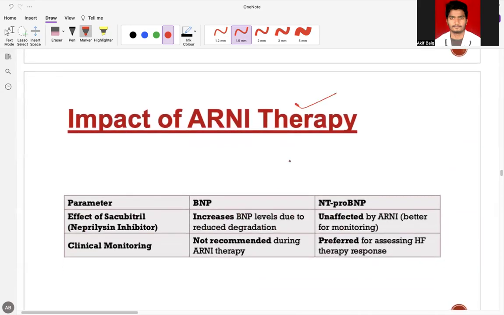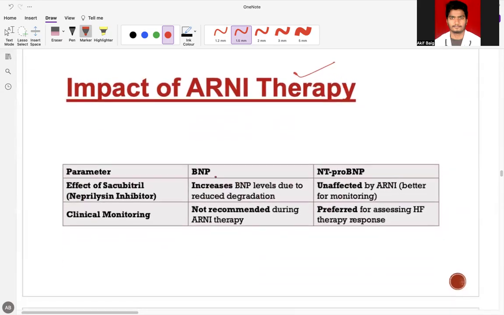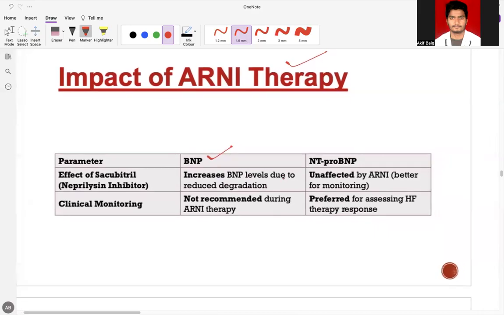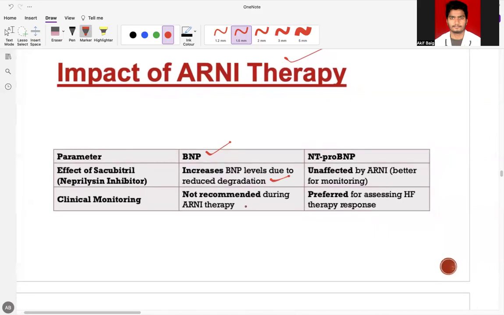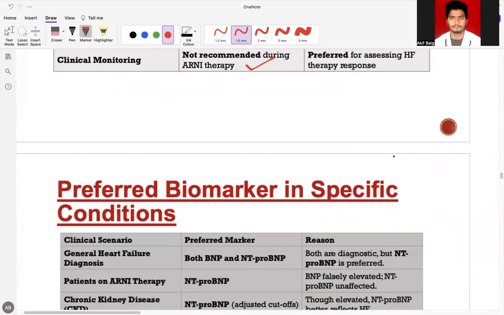So the impact of ARNI therapies we have already discussed. BNP levels will be increased on ARNI therapy because it inhibits the neprilysin as well, so there are increased BNP levels due to reduced degradation. So in a patient on ARNI therapy, BNP is not recommended. NT-proBNP is unaffected by ARNI therapy.